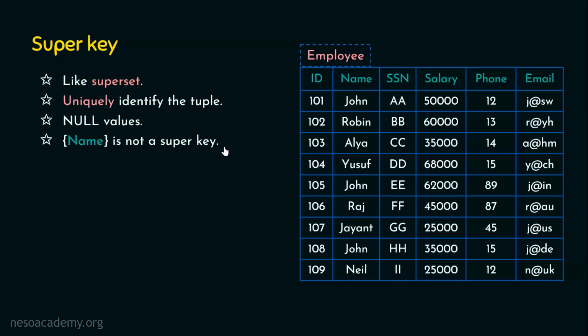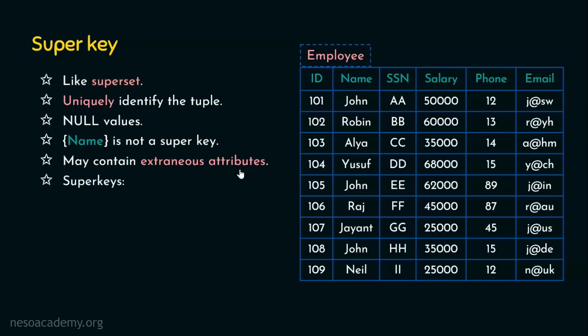And one of the important points to note about super key is that it may contain extraneous attributes. Say for example, ID alone may work as a key, but I can combine ID plus name together in order to form a key. Or I can combine ID plus SSN. Or I can combine name and SSN, the social security number, to work as a key. So what I mean to say here is, super key may contain extraneous attributes, simply extra attributes.